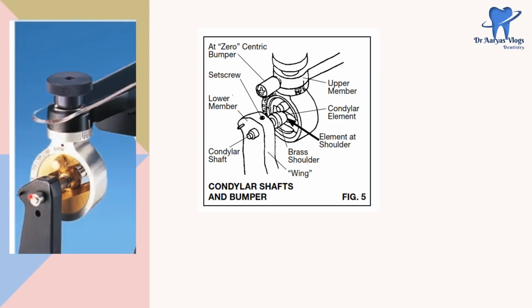And this is the condylar shaft, and this is the resilient bumper. The condylar shafts adjustably slide in the wings of the lower member. They are fixed by set screws when their brass shoulders rest against the flattened sides of the condylar elements at the centric position. This is the centric bumper. And the resilient bumper will protectively stop the upper member and rest against the wing of the lower member when the articulator is fully open.